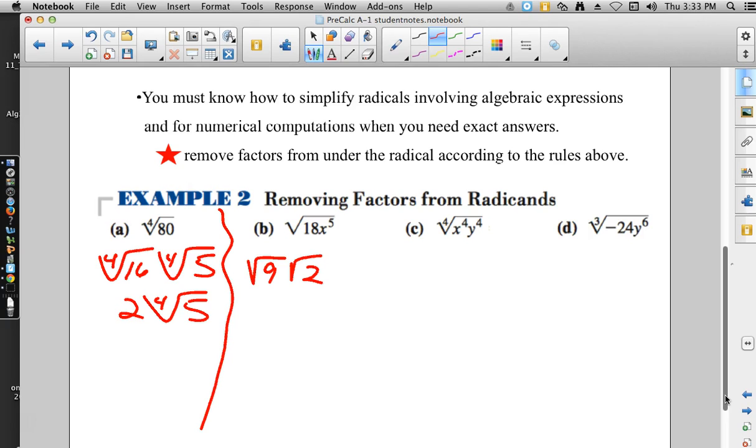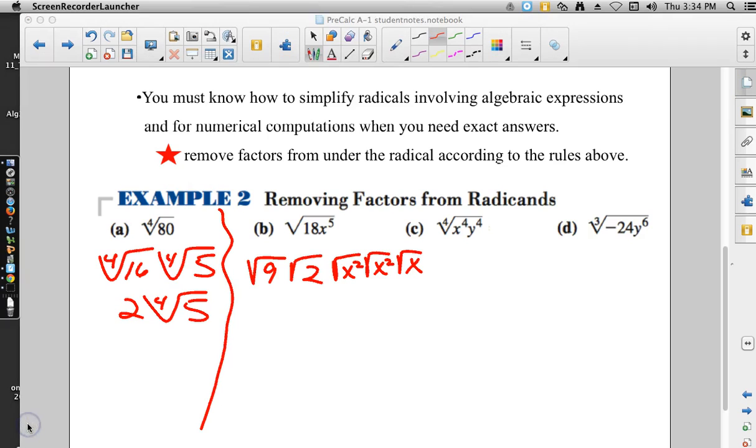But now I need the square root of x to the fifth. Gosh, I wonder if I can break that up a little bit so it'll look like it makes more sense. So how about I do the square root of x squared, the square root of x squared, and the square root of x? All right, so the question is, can you do that?